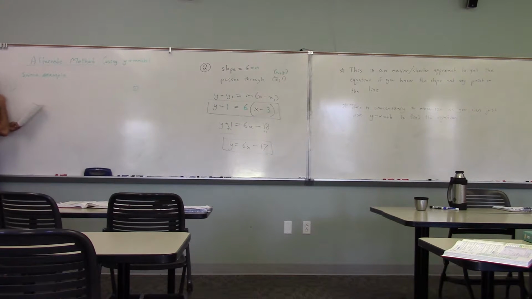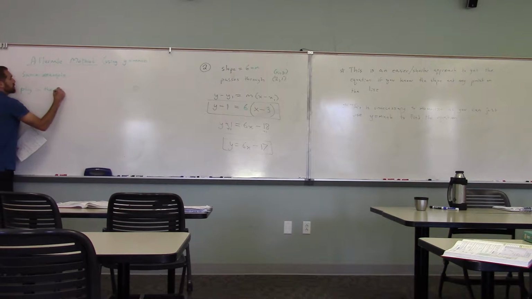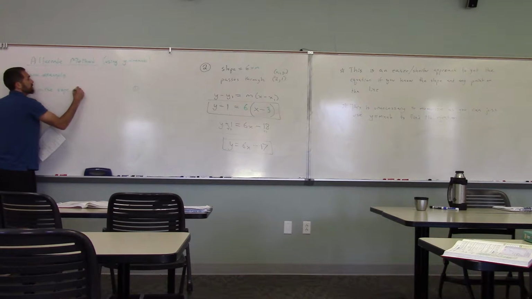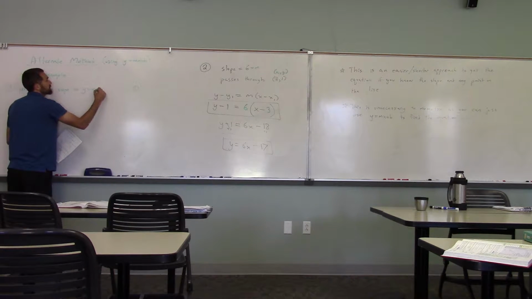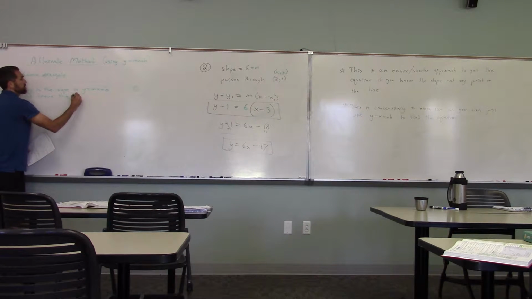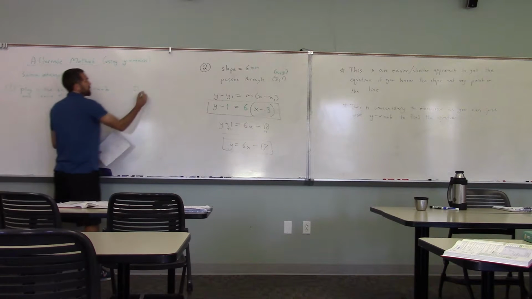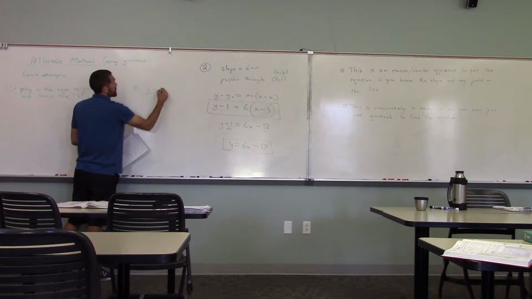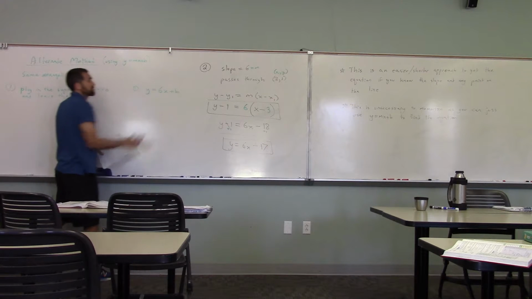Okay, so step one is plug in the slope to y equals mx plus b, and leave the b. Okay? So we know it's y equals 6x plus b.